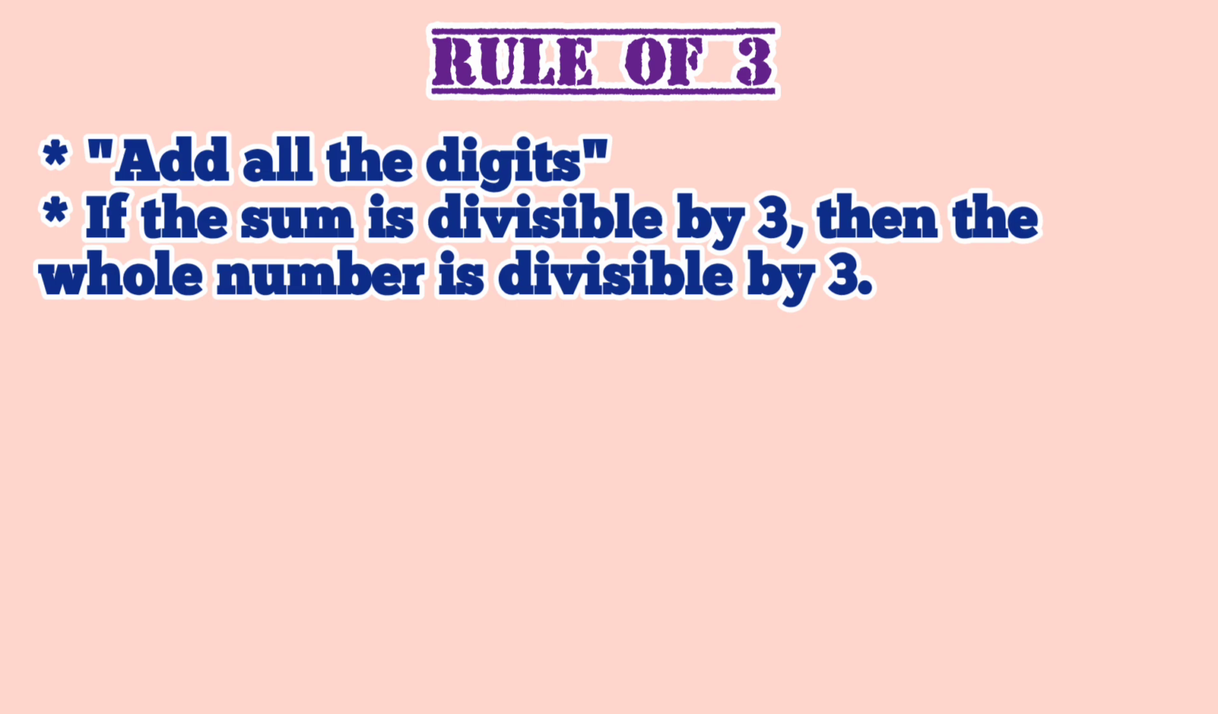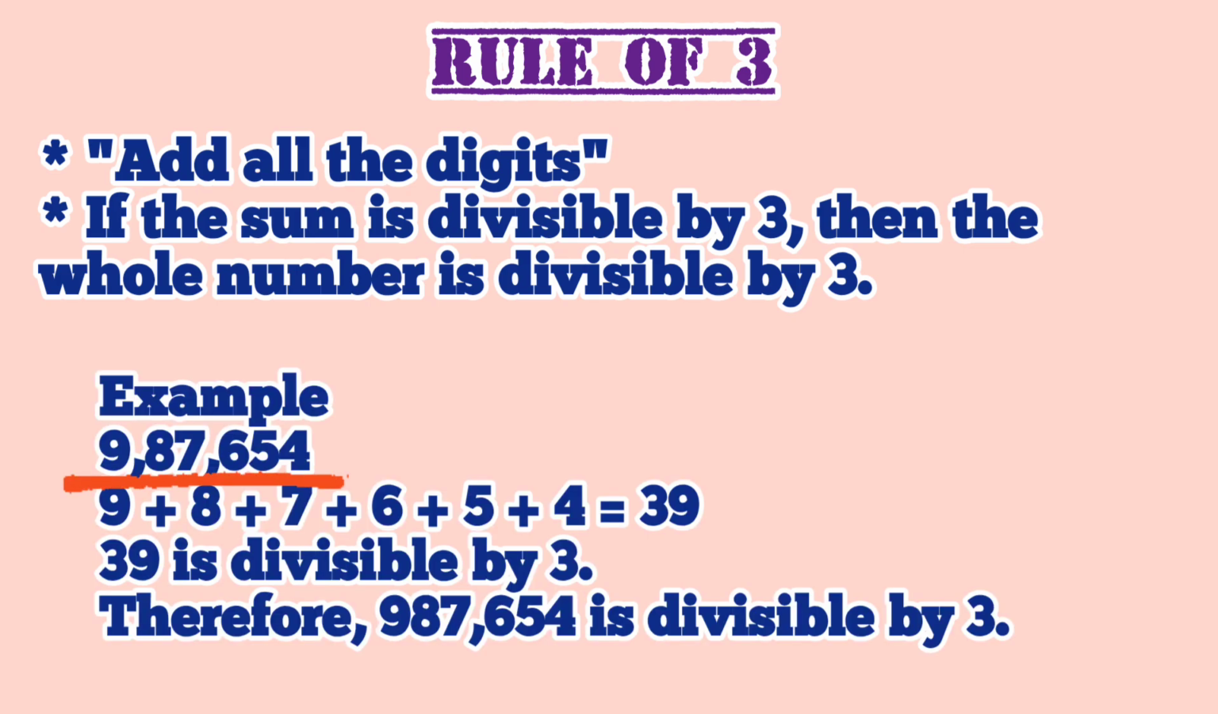Now let's learn the rule of 3. For divisibility by 3, don't look at the last digit. Instead, add all the digits. If the sum of all the digits is divisible by 3, then the whole number is also divisible by 3. It's very simple. Let me explain with an example.